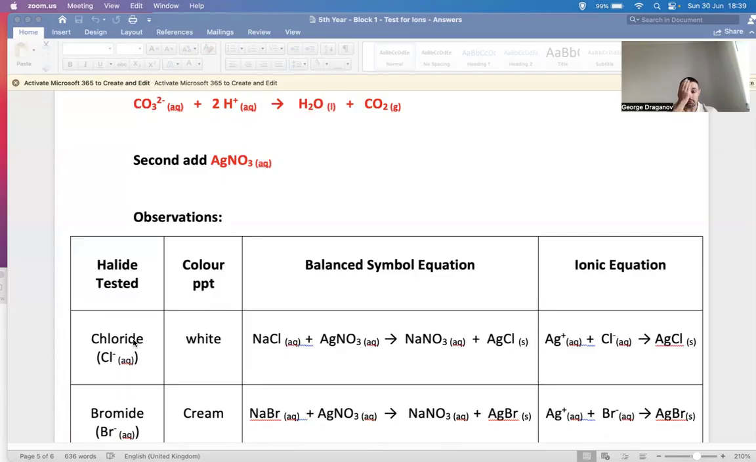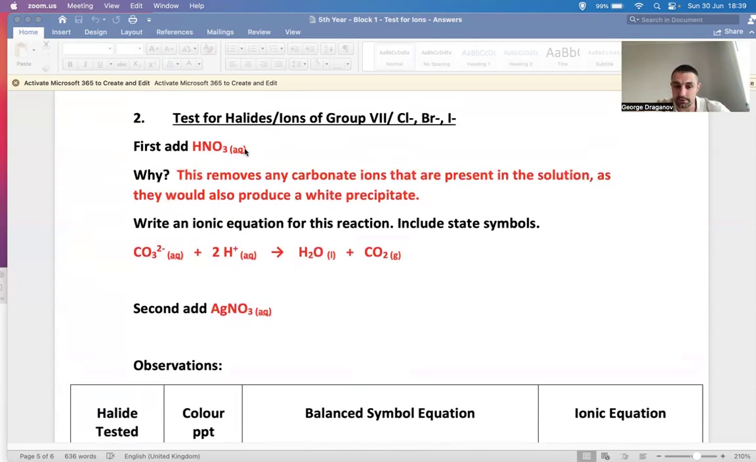So after you add your nitric acid, it kind of rhymes: nitric acid, silver nitrate. The previous one was hydrochloric acid and barium chloride. You see? You could do nitric acid and barium nitrate for the previous one. Back to this one. You add your nitric acid to remove any carbonate ions that give false positive tests. Then you add your silver nitrate.